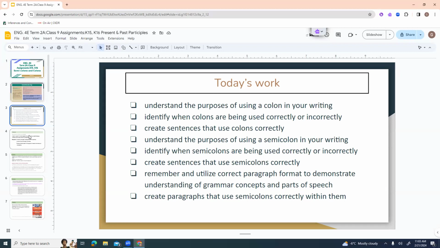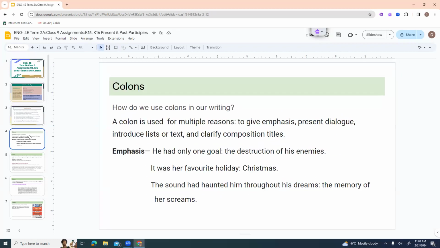Okay. We're going to cover colons first. I don't think they're used as commonly in writing. I also think they're a lot easier to understand, really. A colon is used for multiple reasons. It can be used to give emphasis. It can present dialogue. It can introduce lists or text, or it can clarify composition titles.